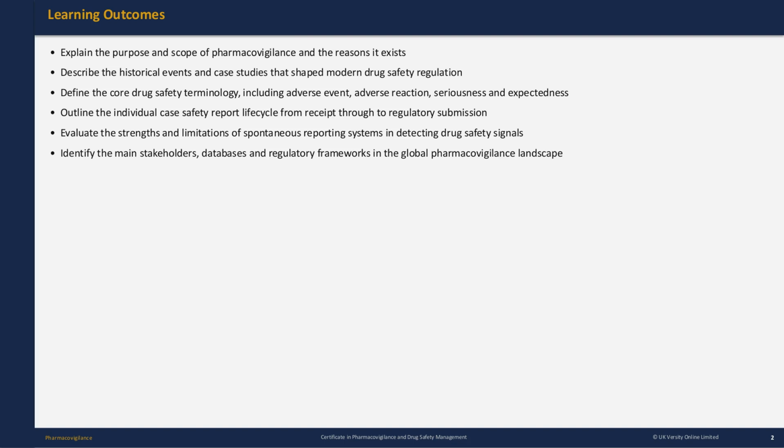Learning outcomes. Explain the purpose and scope of pharmacovigilance and the reasons it exists. Describe the historical events and case studies that shaped modern drug safety regulation. Define the core drug safety terminology, including adverse event, adverse reaction, seriousness, and expectedness. Outline the individual case safety report lifecycle from receipt through to regulatory submission.